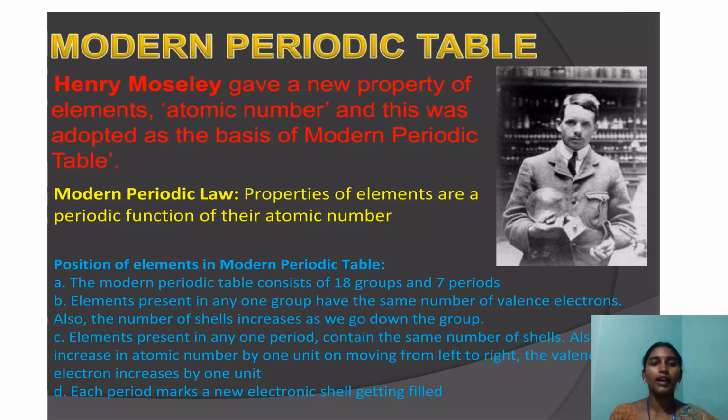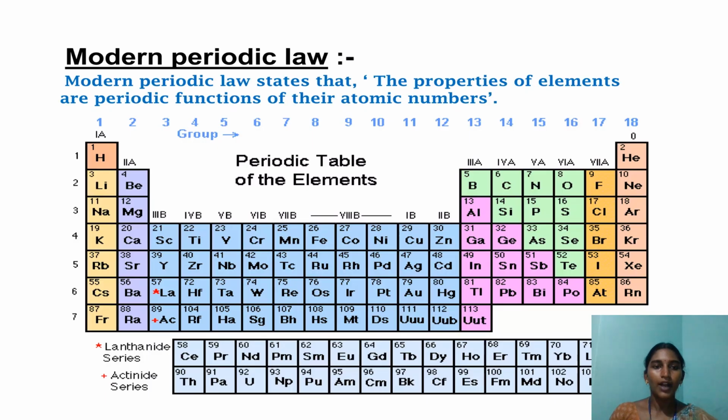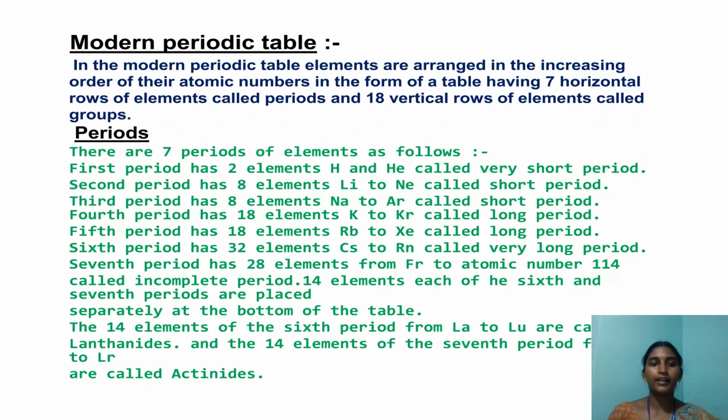Then the modern periodic table. Henry Moseley gave a new property of elements, atomic number, and this was adopted as the basis of the modern periodic table. This is an example of the modern periodic table. Periods: there are 7 periods of elements. First period, 2 elements, hydrogen and helium, a very short period.